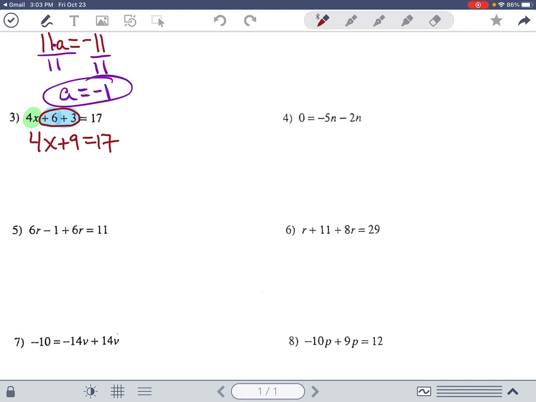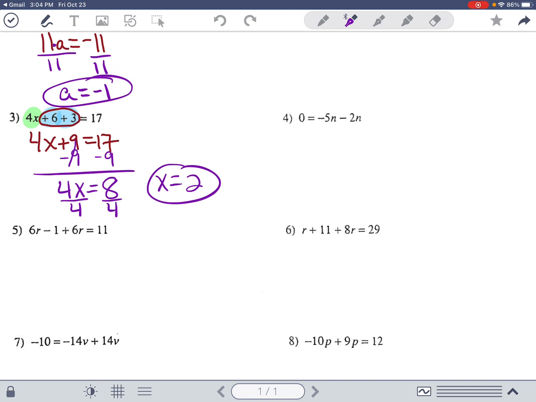Now, we go ahead and solve it like any other two-step equation. We subtract the 9 from both sides. We're left with 4x equals, what is that? 9 and 9 is 18. 9 and 8 is 17. Divide by 4 because it's being multiplied, so x equals 2.